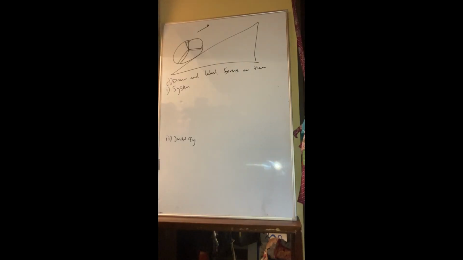Now we're at part D. The system has been rolling along a horizontal surface. It gets to a ramp, and with non-slip conditions starts rolling up the ramp. We are tasked to draw and label forces on the system and justify those forces.